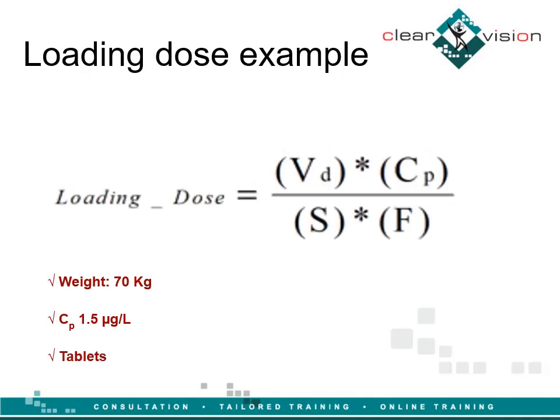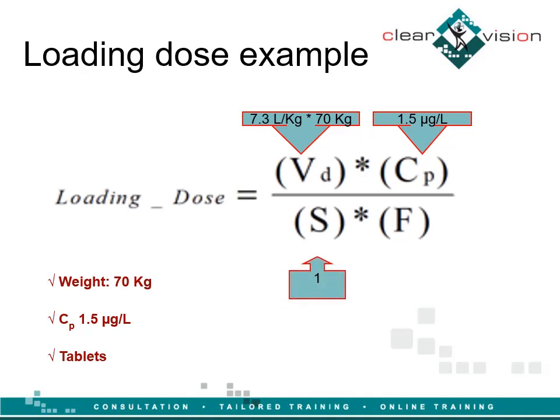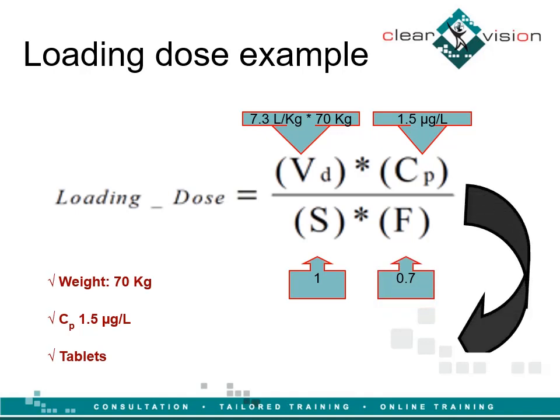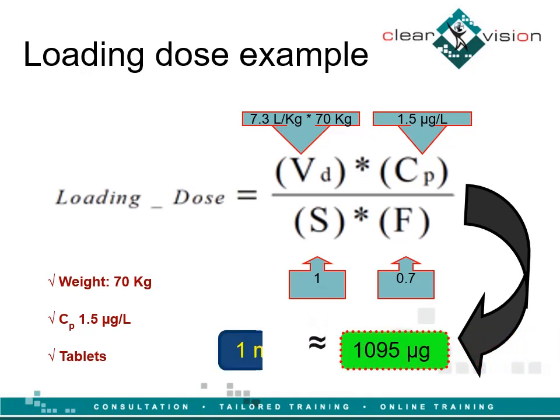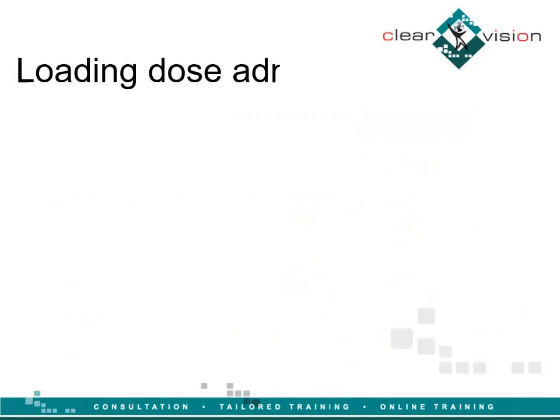We need to apply directly into the equation where volume of distribution equals 7.3 liter per kg multiplied by weight, which is 70 kg, multiplied by CB target, which is 1.5 microgram per liter, divided by salt value, which is 1 as digoxin is not administered as salt, multiplied by bioavailability for tablets, which is 0.7. Solving this equation will result in a loading dose of 1095 microgram, which is very close to 1 milligram.